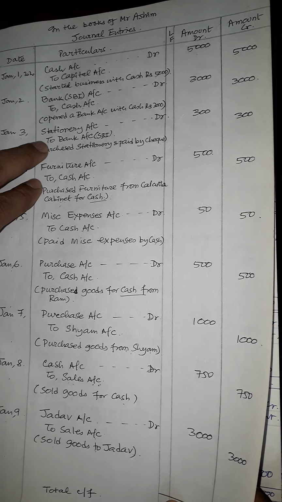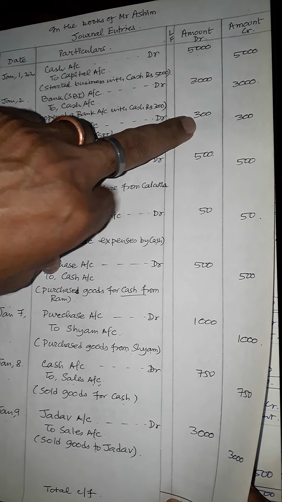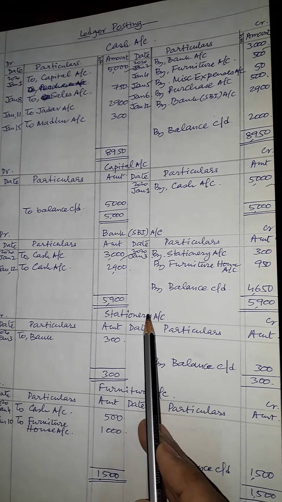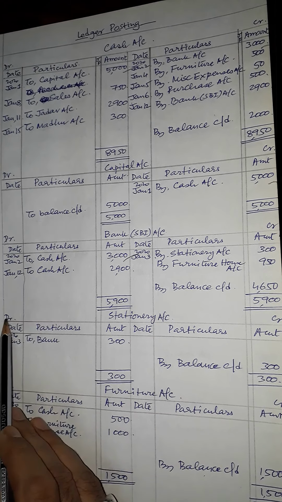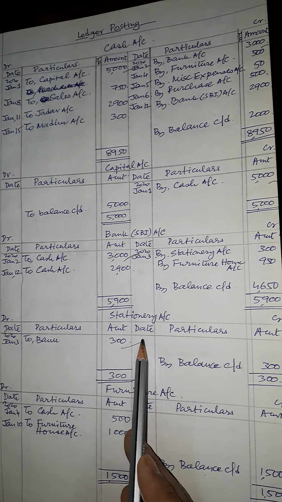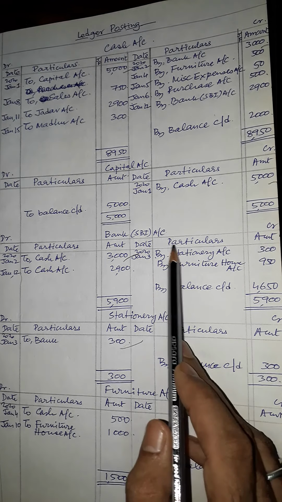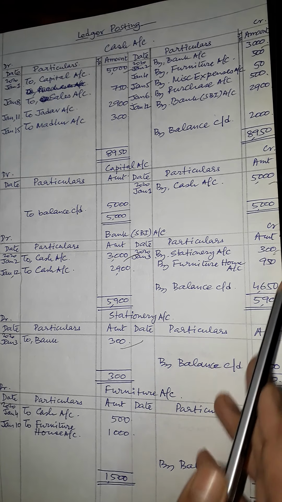Third transaction, stationery account debit to bank account 300. Stationery account is an expense, debit to bank account 300. Again, in bank account, credited by stationery 300.